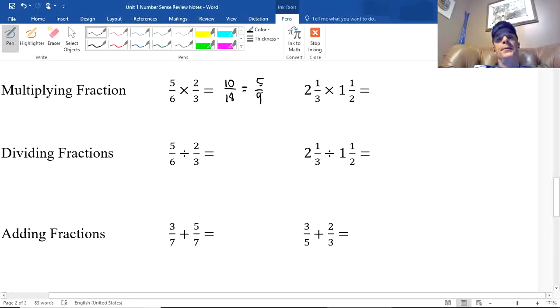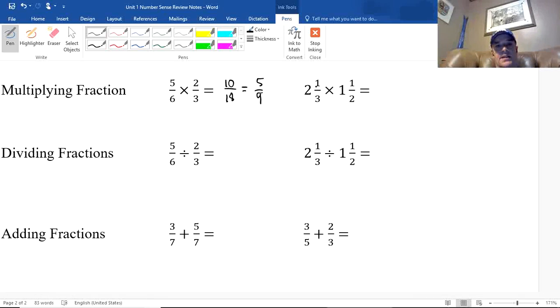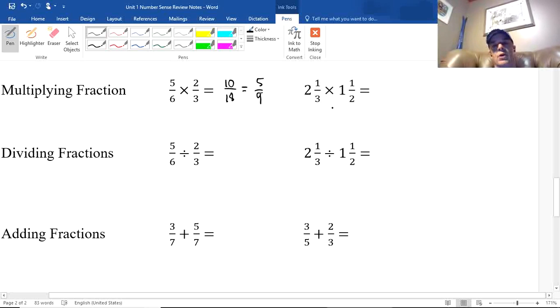Now, another thing that sometimes happens is we get these things in entire or mixed fractions, and students want to just do 2 times 1, and, like, no, you can't do that. You've got to convert them to entire fractions to be able to do the multiplication. So 2 times 3 plus 1 is 7 over 3.